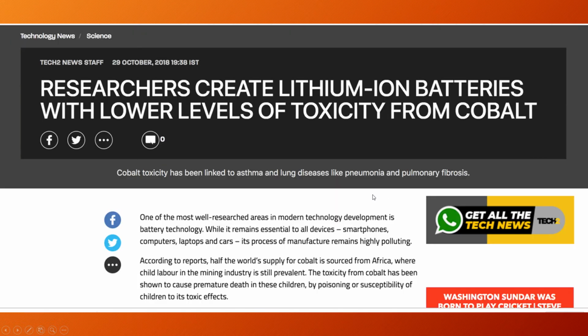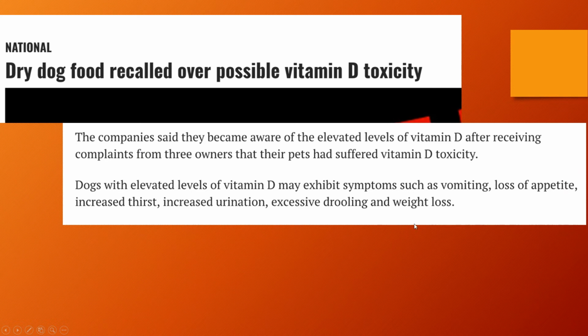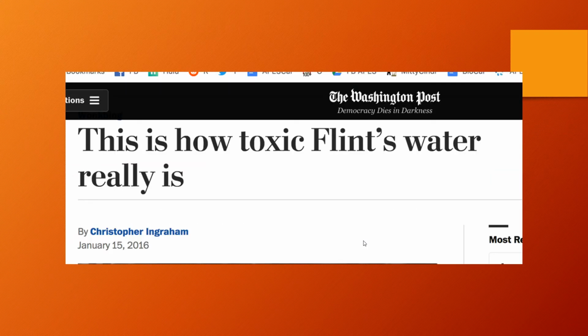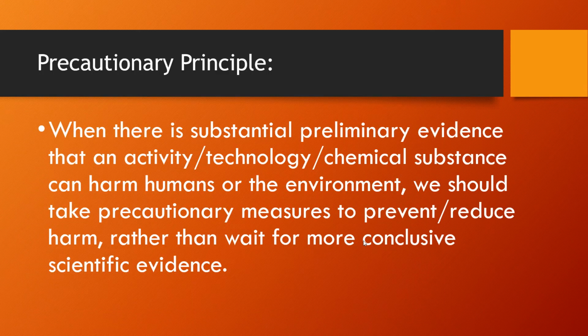Examples of toxicity. Kids put everything in their mouth, including batteries, because they don't know any better. And so they've actually reduced the amount of cobalt in the batteries to help reduce the poisoning of children, which is kind of nifty. More examples. Animals can have vitamin D, good for you. Too much vitamin D, bad for you. Flint is an example of the toxins in the water.